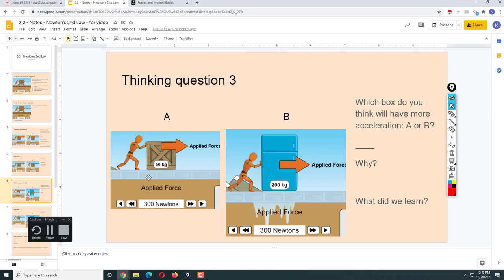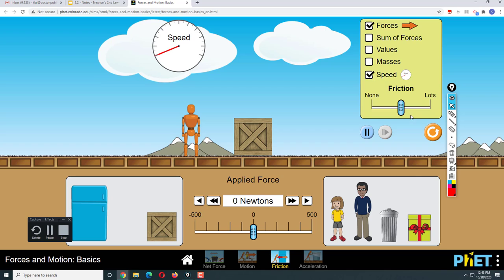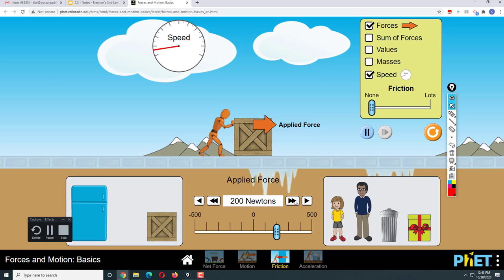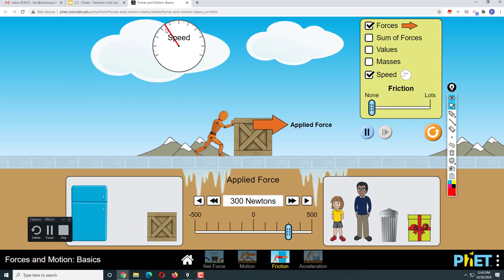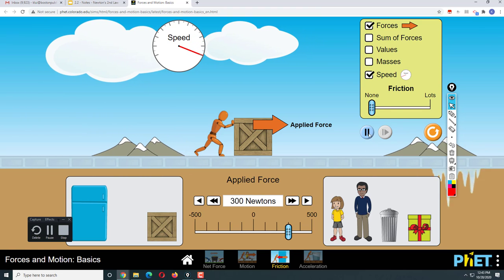Finally, two scenarios. We are pushing two objects with the same force. A box, 50 kilograms, and a refrigerator. Which one will have more acceleration? Let's try the box first. So here's the box. Speeding up pretty quickly right now. It's going faster, faster, faster.